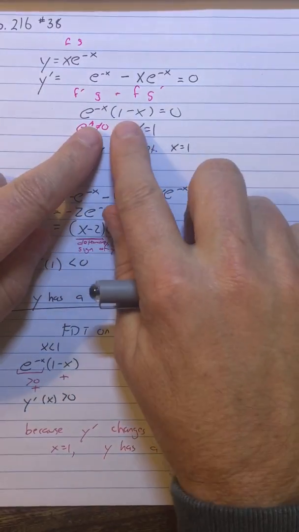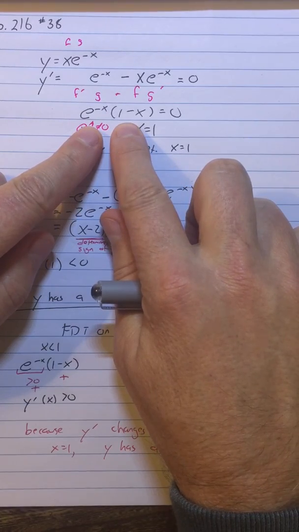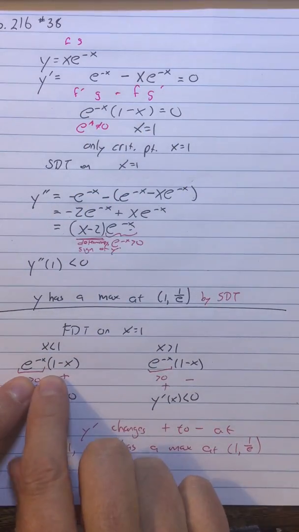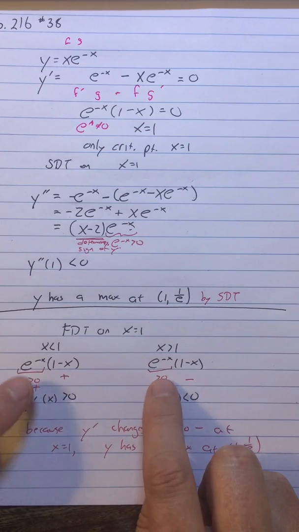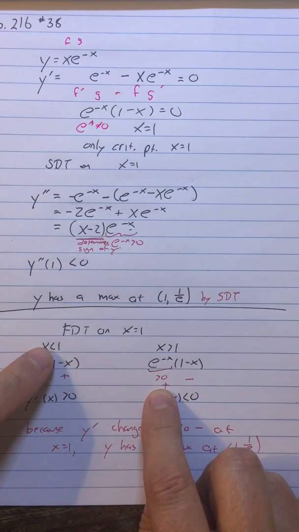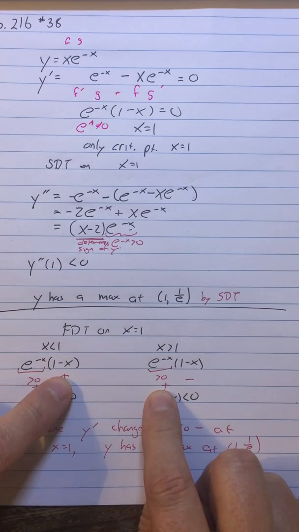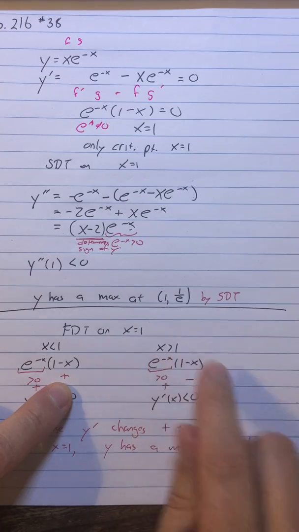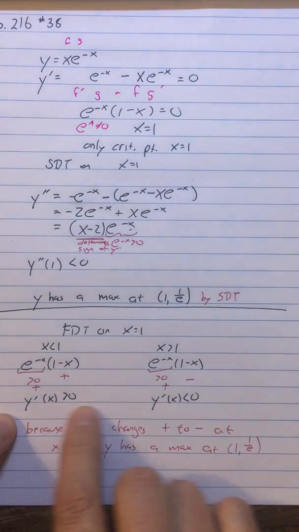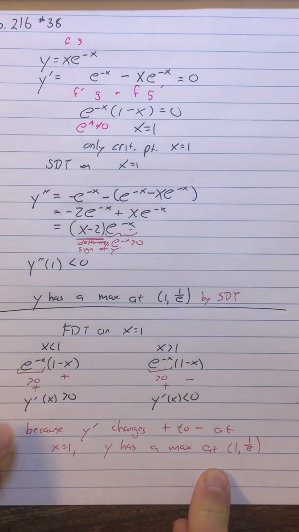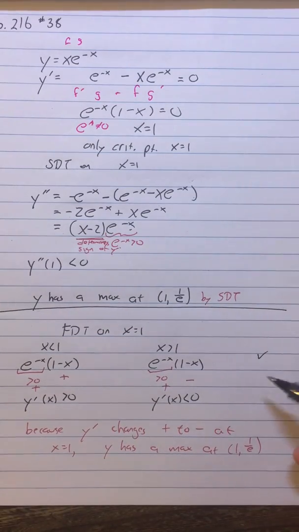Whereas, since I already had the factored form of y prime, the first derivative test is actually really easy, since the e to the minus x is always positive. So I'm just like, oh, when x is less than 1, the second factor is positive. When x is greater than 1, the second factor is negative. Y prime changes from positive to negative. It's a max. So I think on this one, the first derivative test was easier.